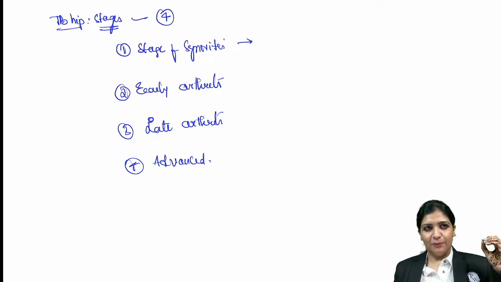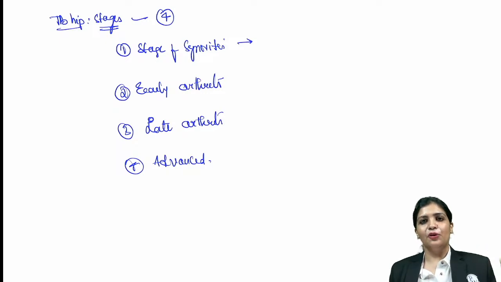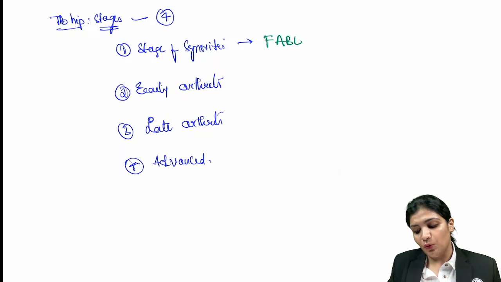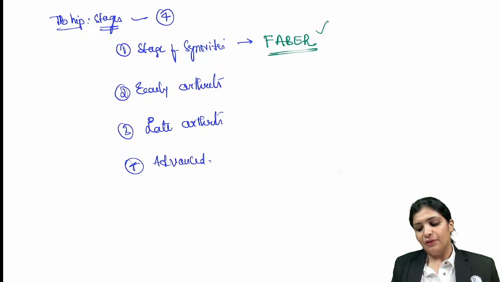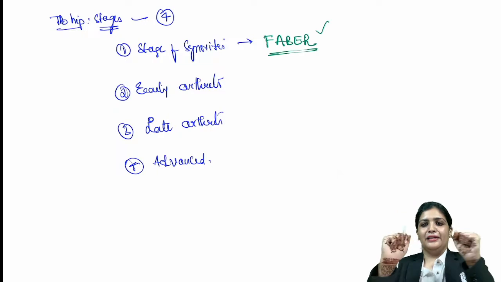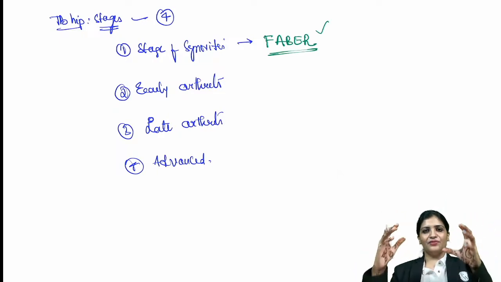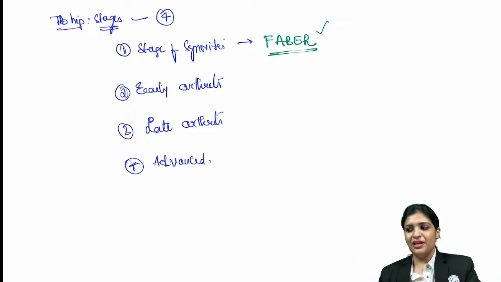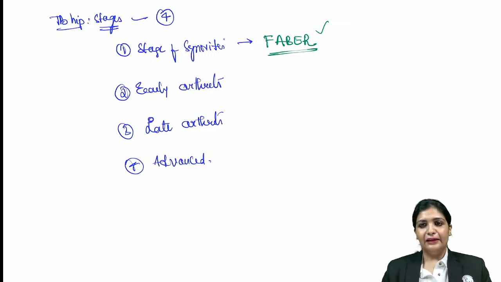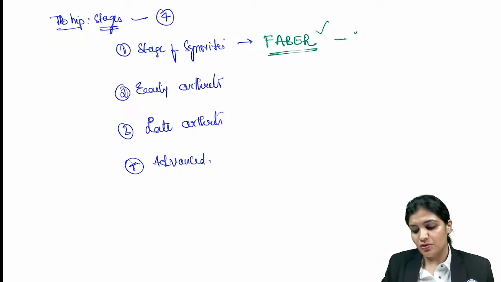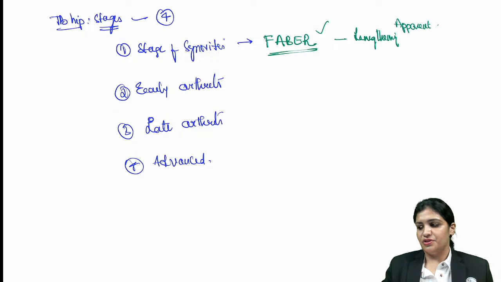So whenever the synovium gets inflamed, there will be filling of synovial fluid, and you need space to accommodate the synovial fluid, right? This space is given by the position called FABER, that is flexion, abduction and external rotation, which is the attitude of the limb in the stage of synovitis. This is also called the stage of lengthening, and this lengthening is apparent lengthening, which you see here, right?